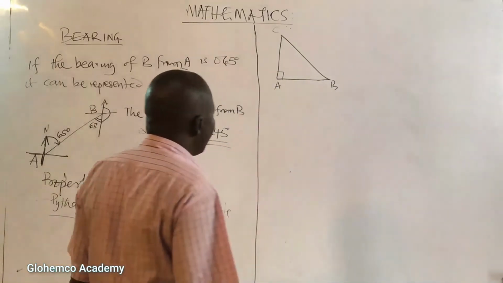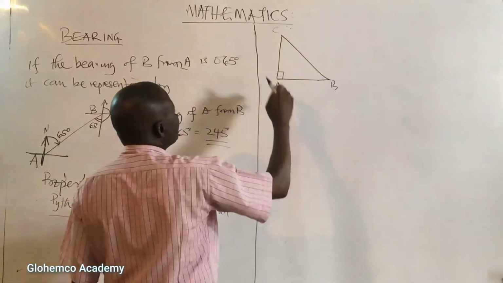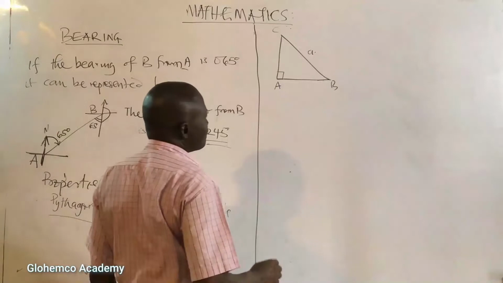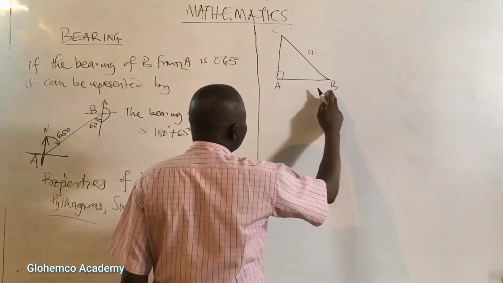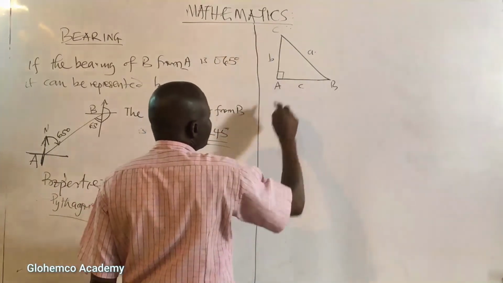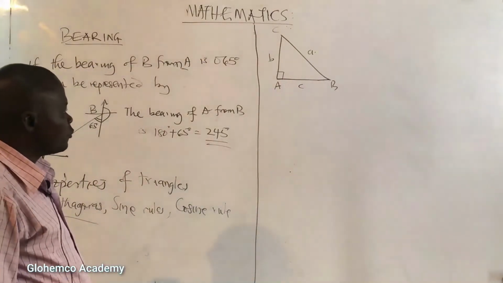A, B, and C. This is 90 degrees. The hypotenuse side is our A, but angle B, where the capital angle B faces, is our small b, and where capital C faces is our small c. This is how to name any triangle given to us.